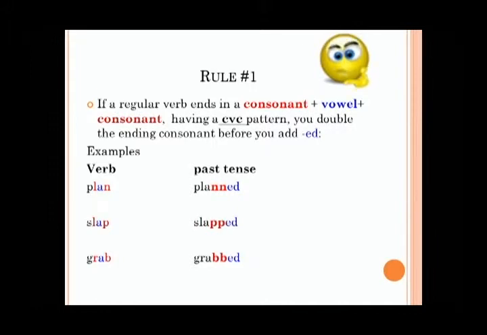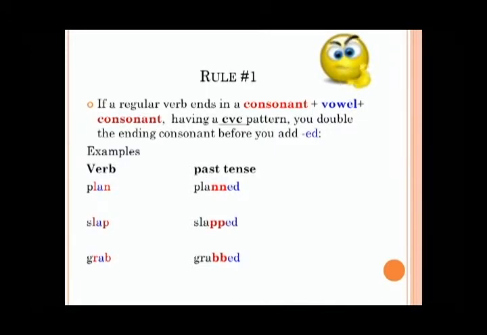The second example, slap, S-L-A-P. Notice the 3 last letters. L, a consonant, A, a vowel, and P, another consonant. What is the pattern called? Yes, a CVC pattern. Now the past tense of the word slap is slapped. S-L-A-P-P-E-D. We double the last letter P, then add ED.